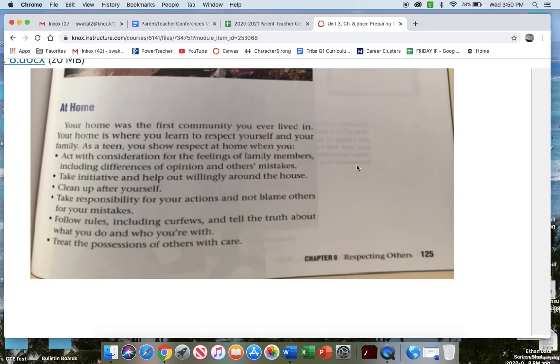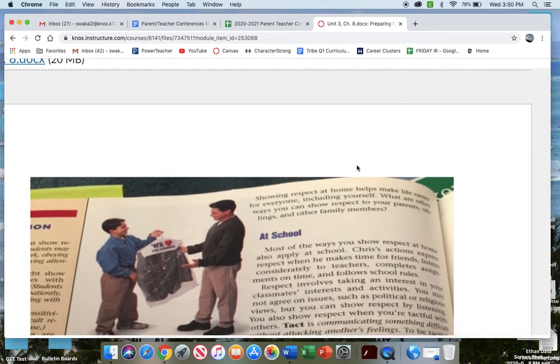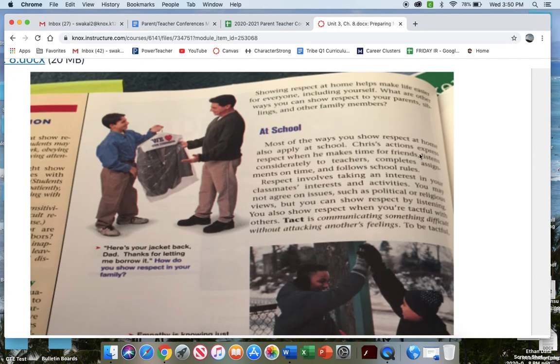Follow rules, including curfews, and tell the truth about what you do and who you're with. Treat the possessions of others with care. And I think, not only at home, when you go to someone's house, you should also follow those directions or those little simple rules. So showing respect at home helps make life easier for everyone, including yourself. What are other ways you can show respect to your parents, siblings, and other family members?